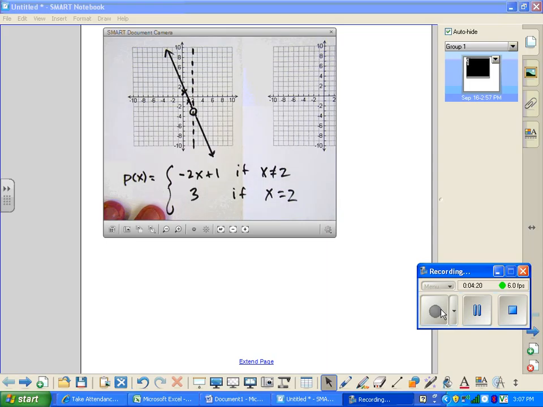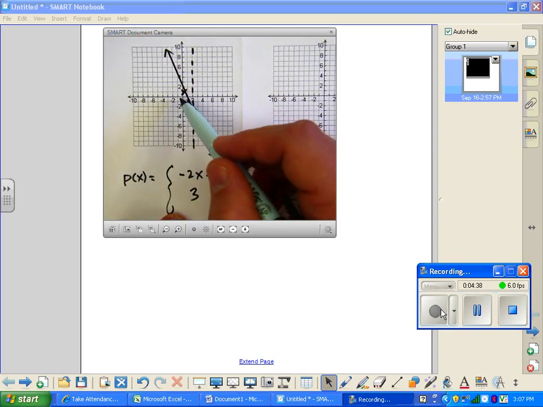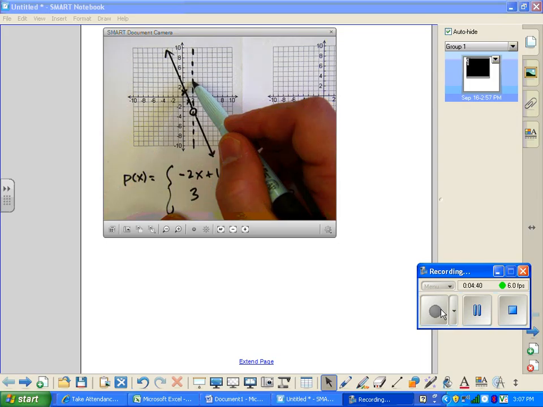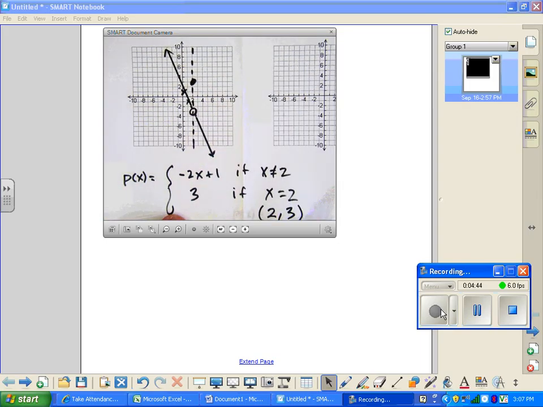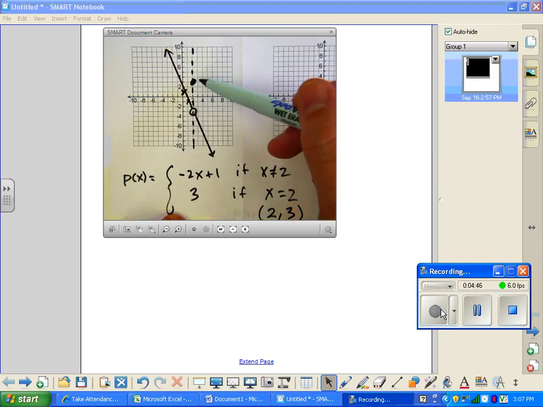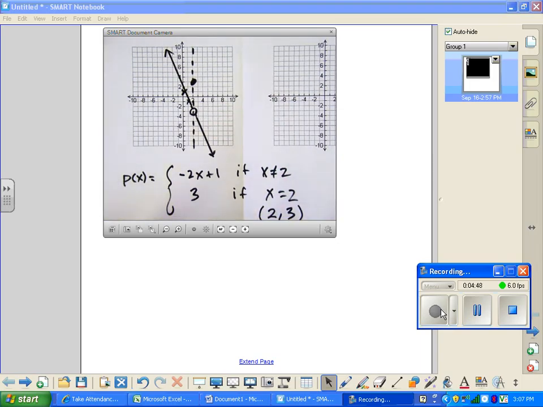Okay, now the next one, this would be y equals 3, which is just a horizontal line at 3, but then it's only at one value, so it only ends up being a point. So the ordered pairs for this point would just be 2, 3, and all I have to do is put a dot there. So 2, 3, and put that dot right there. It's kind of like the hole got removed and put in another location there.